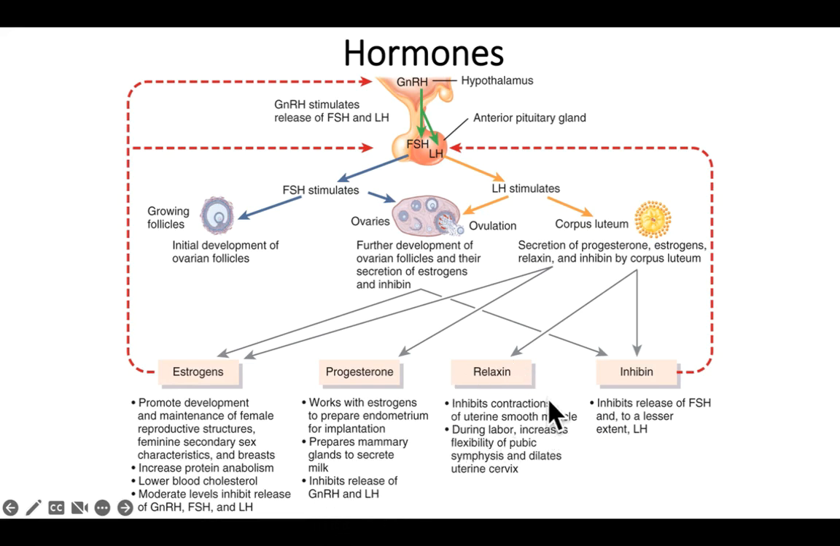Relaxin was named relaxin because that's what it does. It relaxes certain things. One thing it relaxes is the muscle of the uterus, so it can start to expand if there's a pregnancy, if there's an embryo and then a fetus inside the uterus. And then during labor, it actually relaxes the pubic symphysis and increases the flexibility. So that'll help widen the birth canal. And then it also dilates or relaxes the cervix during delivery.